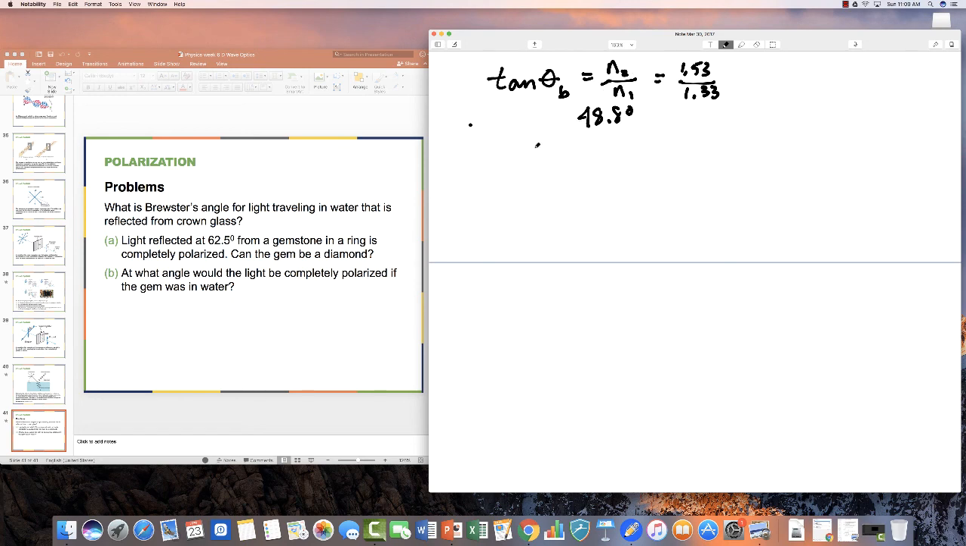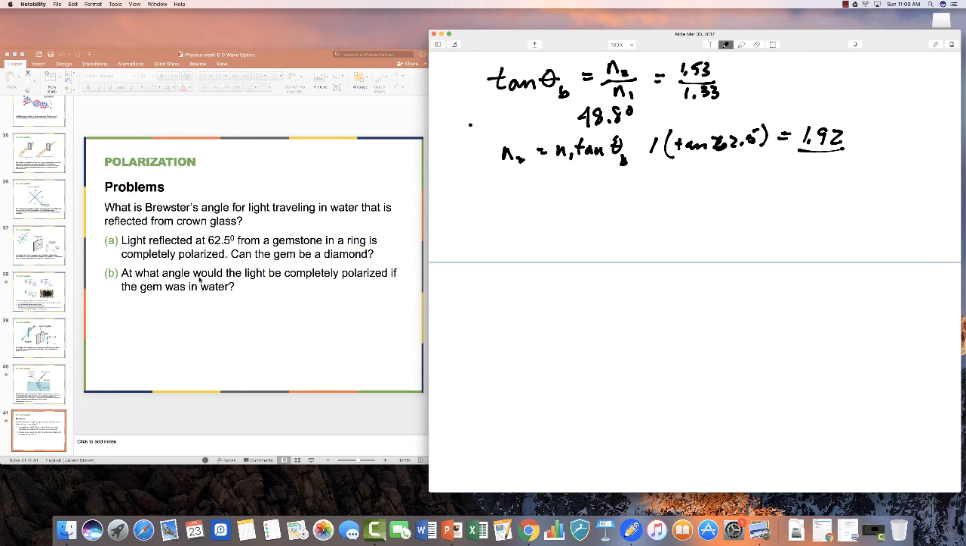Okay, so if you solve this equation, n2 is going to equal n1 times the tangent of Brewster's angle. In this case, it goes from air to the gem, and so air is 1 times the tangent of 62.5. And if you do the math here, you get 1.92. Now, if you look that up in the table, diamond is actually 2.419. So this is way off from diamond. So the answer to the question is no.